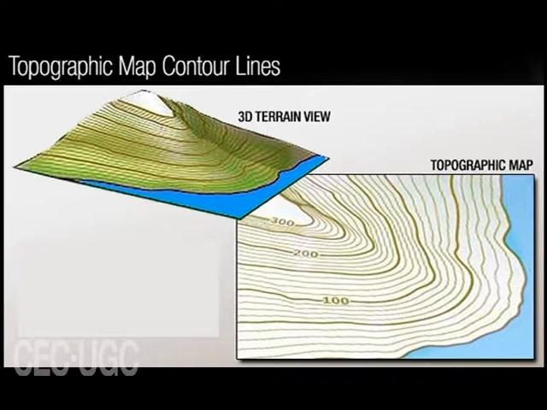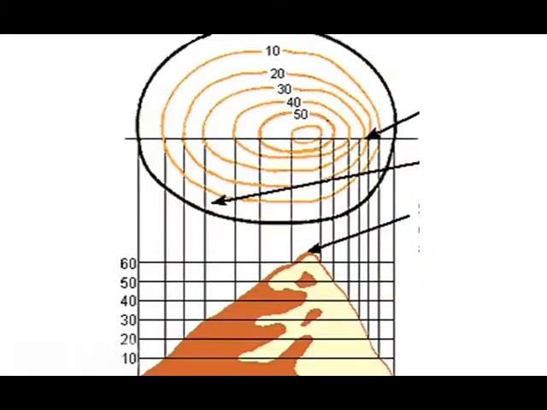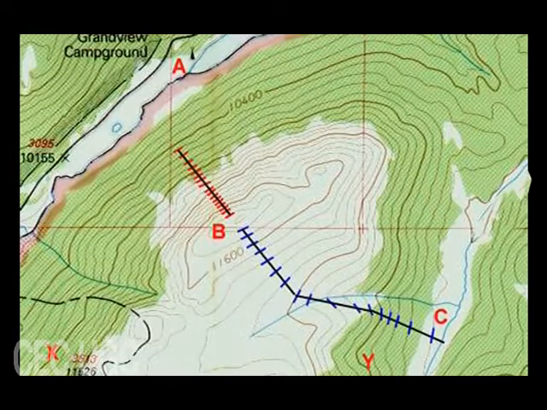To determine elevations, pay attention to the amount of space in between lines. If the contours are close together, you're looking at a steep slope. If the contours have wide spaces in between, the terrain is relatively flat.